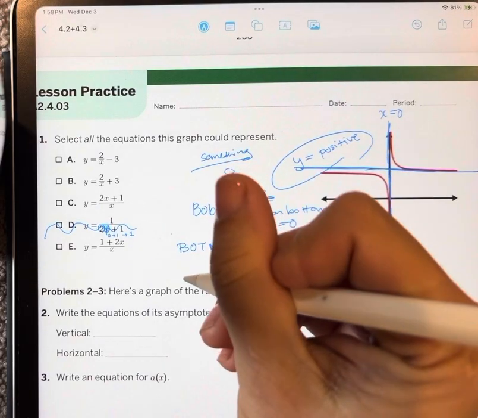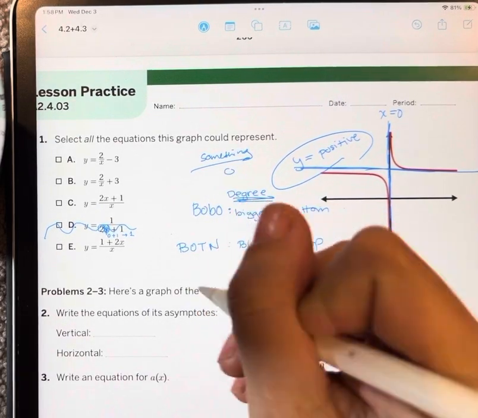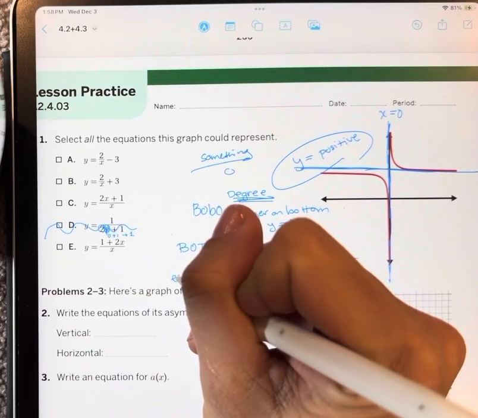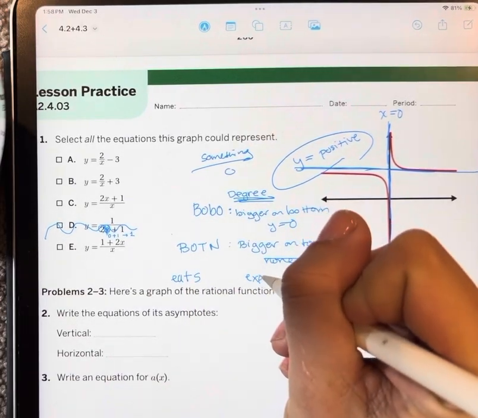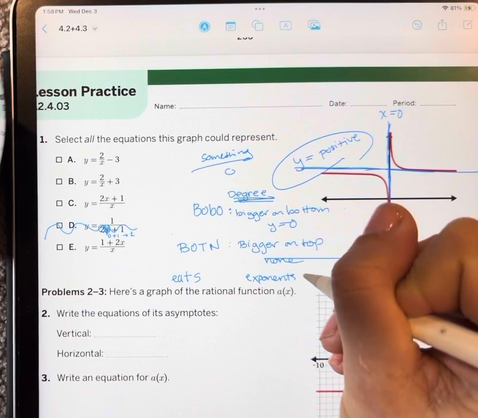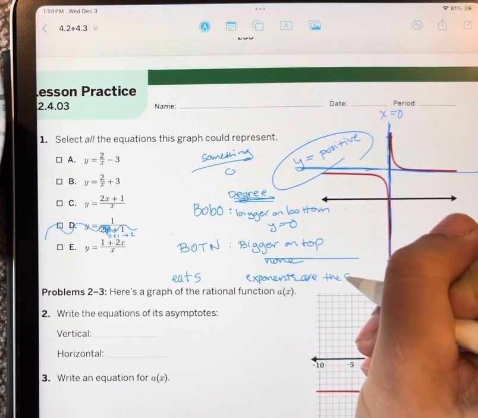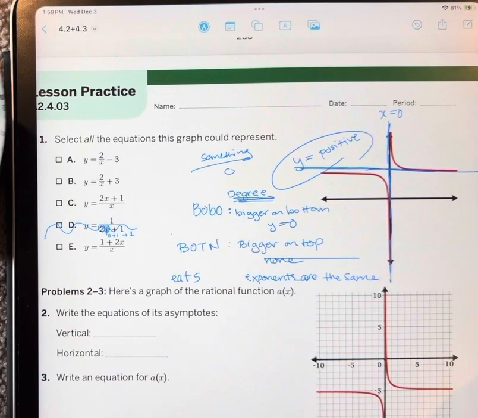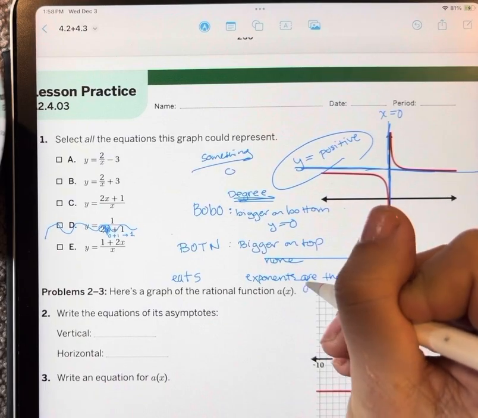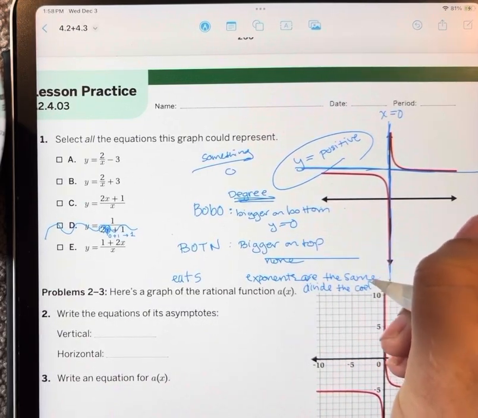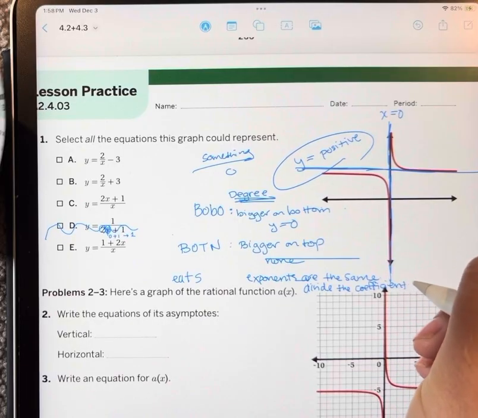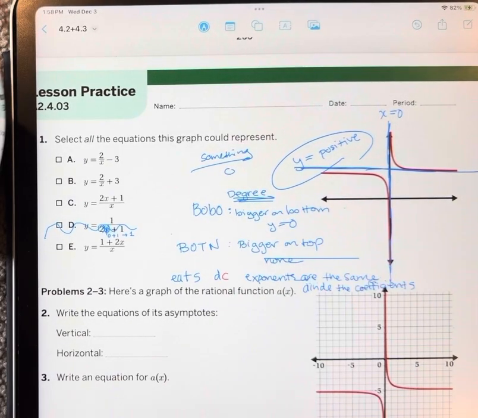And finally, what if the degrees are the same? What if the exponents are the same? If the exponents are the same, then we must divide the coefficients. So we must divide coefficients.